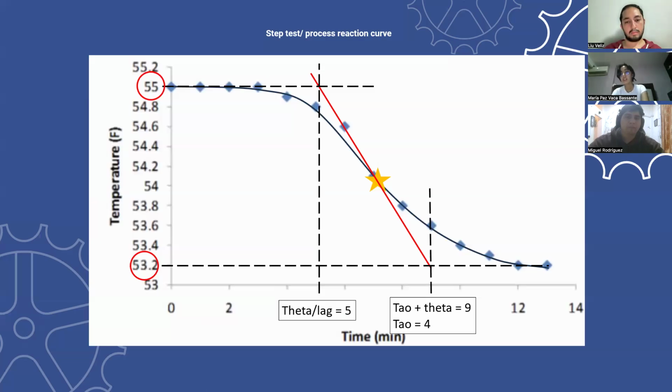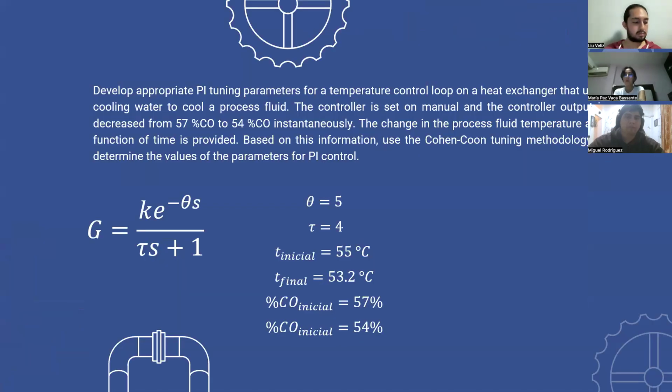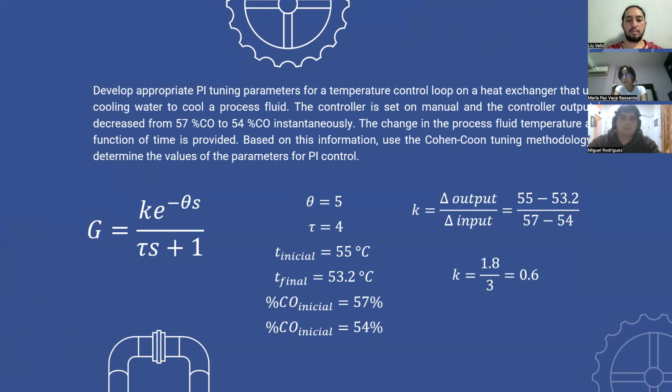We also notice that the temperature decreases from 55 degrees to 53.2 degrees. Once we have all this data, we will be able to find our first-order plus dead time FOPDT model, which is mathematically expressed as the equation on the left. With theta and tau already found, now we have to find the gain, which is calculated by the change in the output variable, such as the decrease of temperature from 55 to 53.8 degrees, and the change in the controller output shown in the statement, which goes from 57 to 54%. Once we have this, the gain equals 0.6.